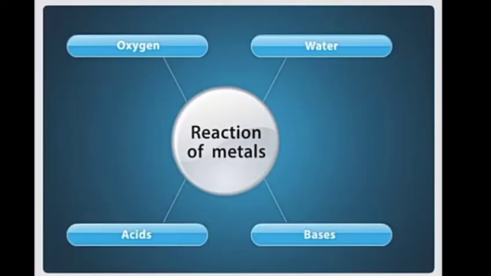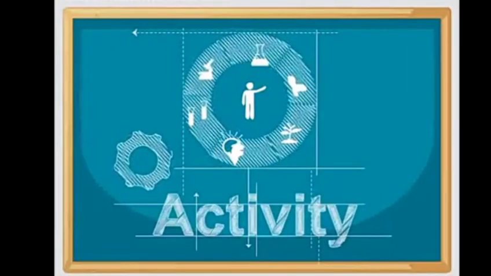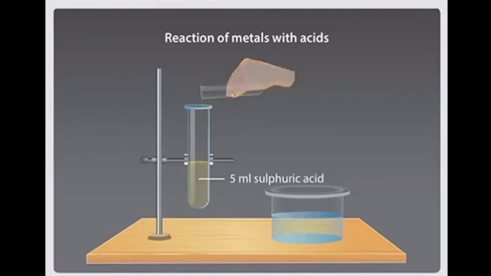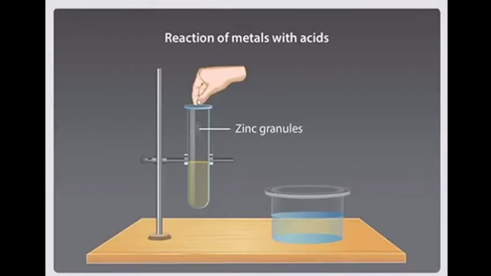Then comes the third, the metals reacting with acids. When metal reacts with acids, hydrogen gas is formed, and this can be understood with the help of an activity. For this activity, take a test tube and a beaker. Pour 5 ml of dilute sulfuric acid into the test tube and 20 ml of soap solution in the beaker. Now drop small pieces of zinc granules into the test tube.